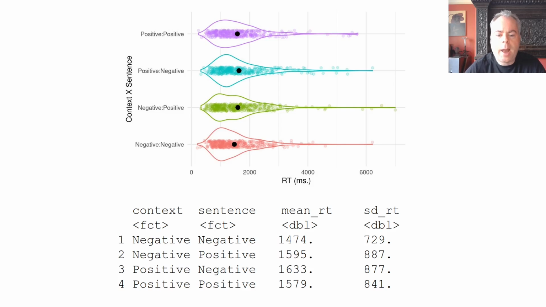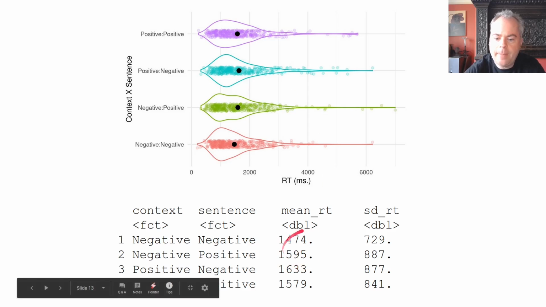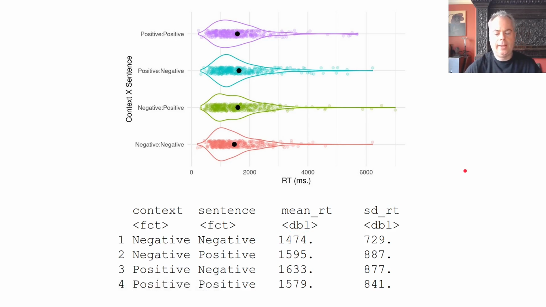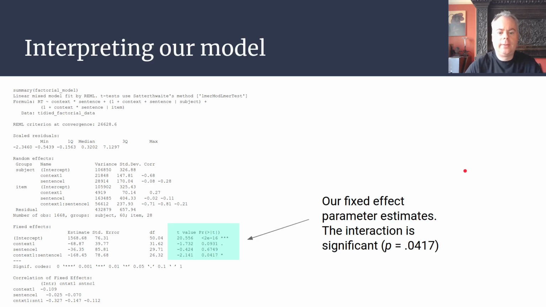0.0122. And we can look at our descriptives and our visualization, and again it just supports what our model is telling us. This point versus this point is significantly different, whereas this point versus this point is not. And again, we can just inspect the descriptive statistics and see that that is indeed the case.